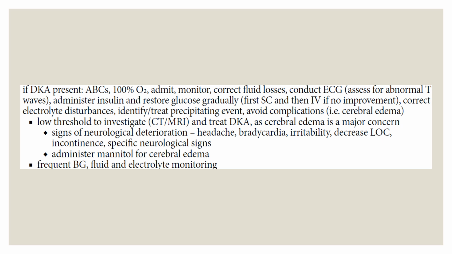So DM1 usually in children is when there is higher risk for diabetic ketoacidosis. If diabetic ketoacidosis, you have to first manage ABC. Okay, stabilize the patient. You can give 100% oxygen. You can admit or monitor and correct the fluid losses. First thing to give in DKA is not insulin, it is IV fluid, because they are in severe dehydration also. So give IV fluid, conduct an ECG to look for any abnormal T waves, as there can be potassium disturbances. You can administer insulin and restore the glucose gradually.